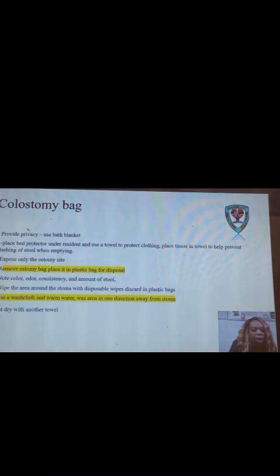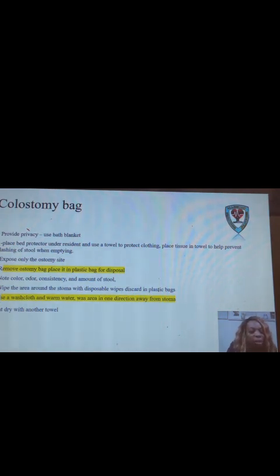When you are emptying the colostomy bag, you want to expose only the ostomy site. You want to remove the ostomy bag. Place it in the plastic bag for disposal once you have removed the ostomy bag, as opposed to emptying the ostomy bag. You want to notice the color, the odor, and the consistency and the amount of stool that's in the bag, whether you empty the bag or whether you change the whole bag.